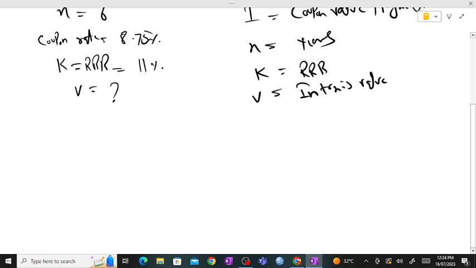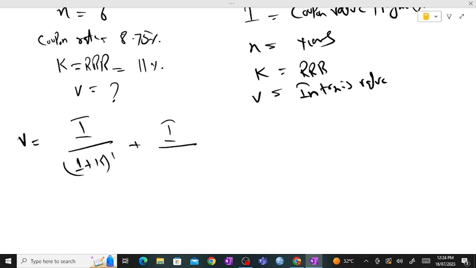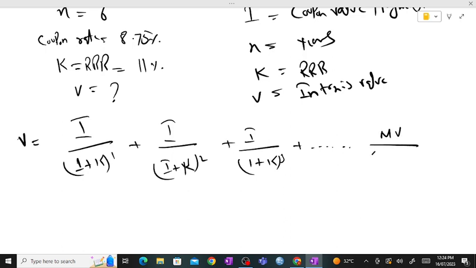There are basically two formulas, and it's up to you which formula you apply. Okay, for example, formula number one, we will solve with the help of this formula. V is equal to I over (1 plus K) power 1, then I over (1 plus K) power 2, then I over (1 plus K) power 3, and so on. The last value would be the maturity value over (1 plus K) power N.